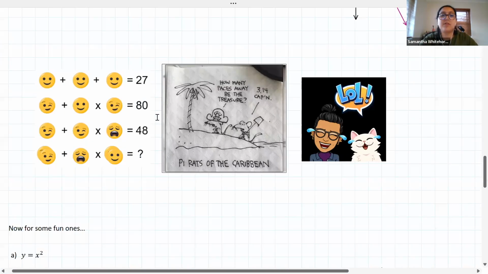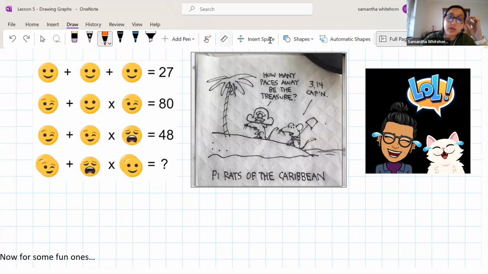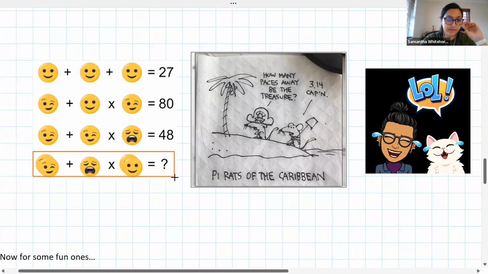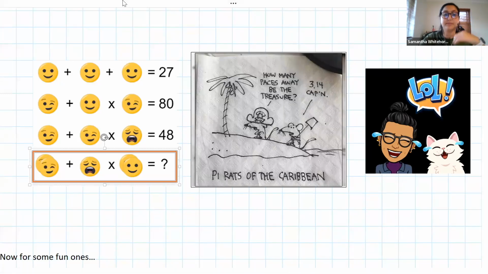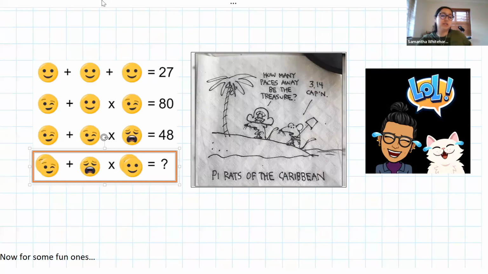Otherwise, here's your brain break for the day. You know the drill. We are looking for the value of the very last equation down here. All right, so let's try that. I need to do it as well.